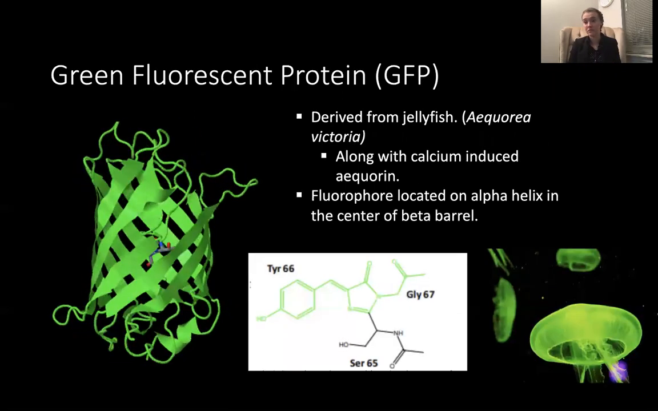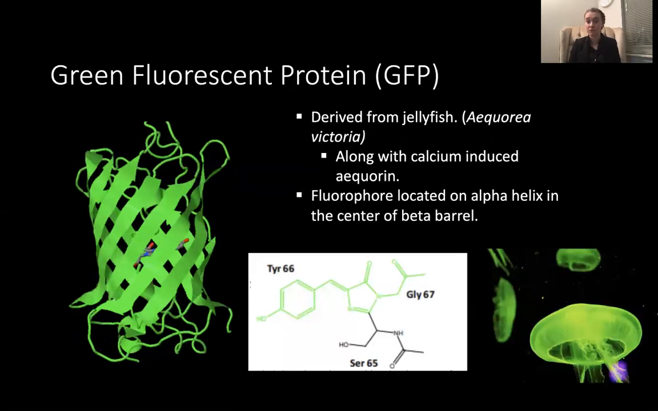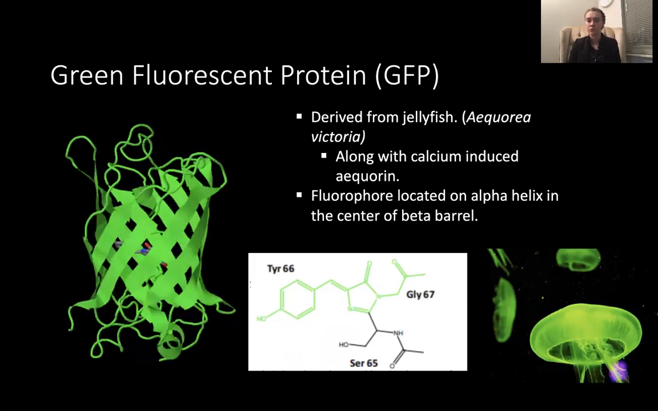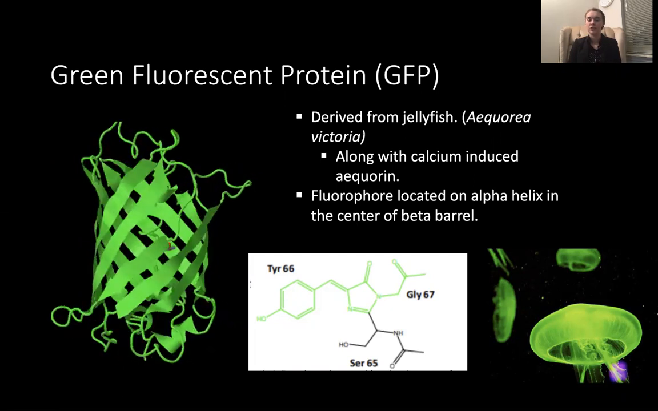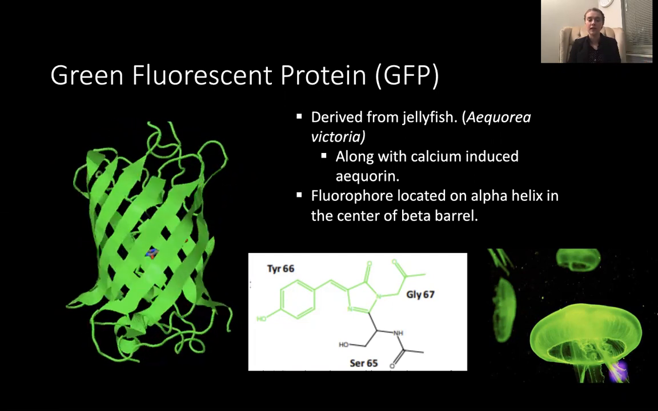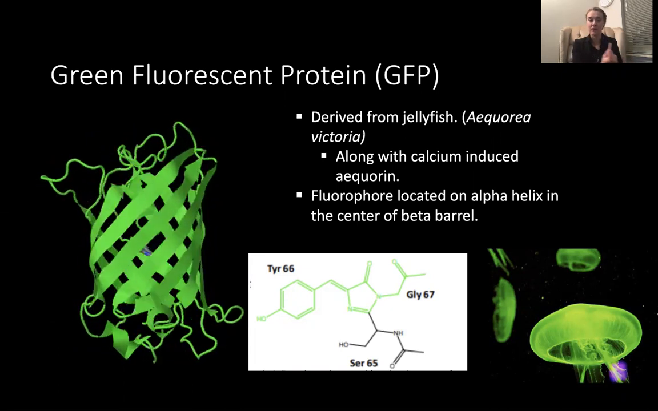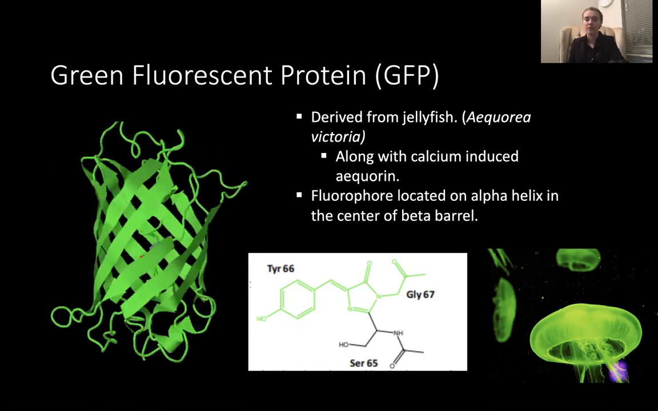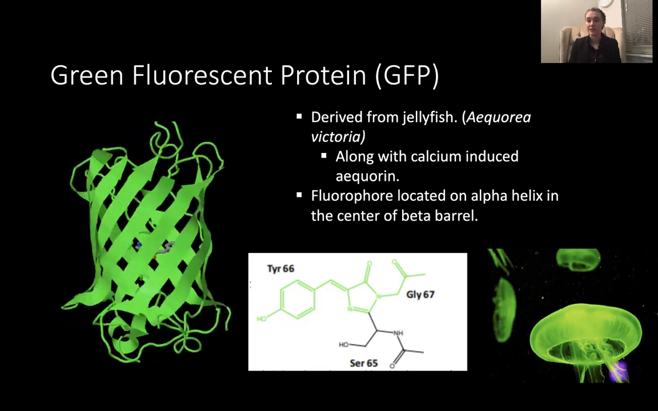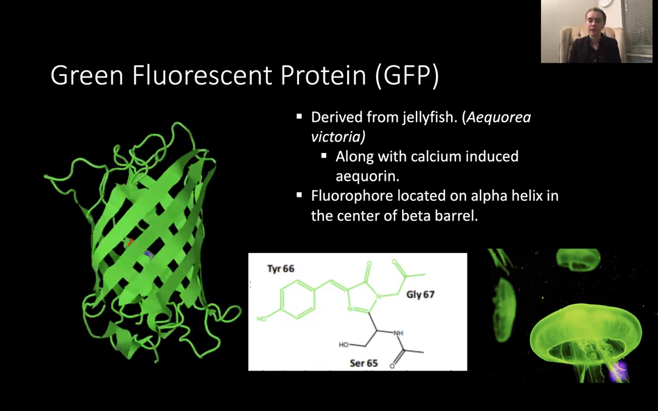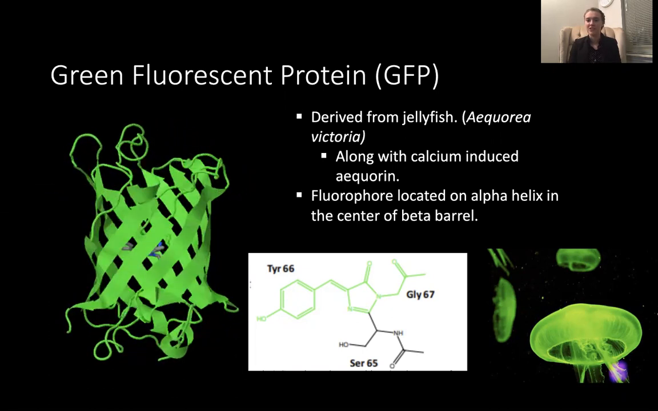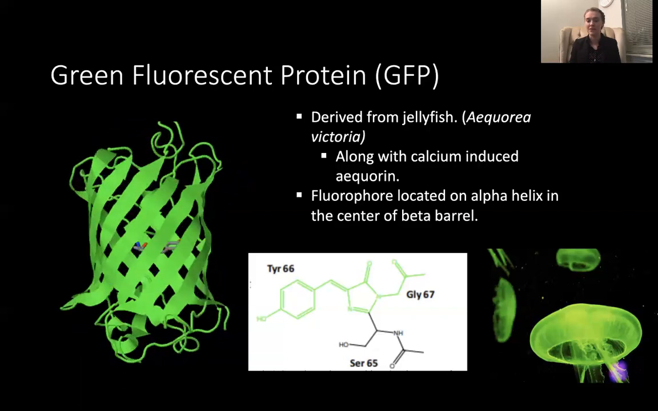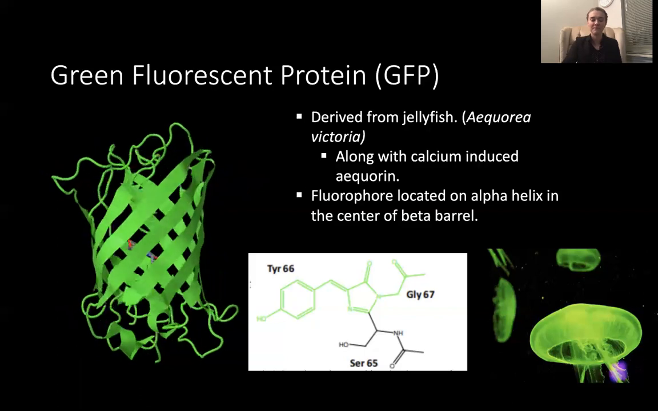The first fluorescent protein that we worked with this summer is green fluorescent protein, called GFP, and it is derived from the jellyfish species Aequorea victoria. Its structure can be seen on the left-hand side of the screen, and it is this rotating beta barrel, and it contains a fluorophore in the center. That's what you see in the middle image, the amino acid sequence of the fluorophore. Then there's an image of the jellyfish on the right-hand side, and the fluorophore is what is responsible for the green that you see within the glowing jellyfish.